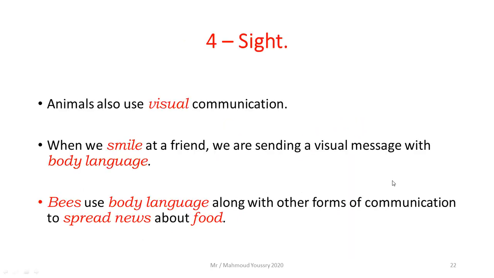Then we reach the last way of communication between animals. This is sight. Animals also use visual communication. When we smile to a friend, we are sending a visual message. Yes, this is body language. Bees also use body language along with other forms of communication to spread news about food.